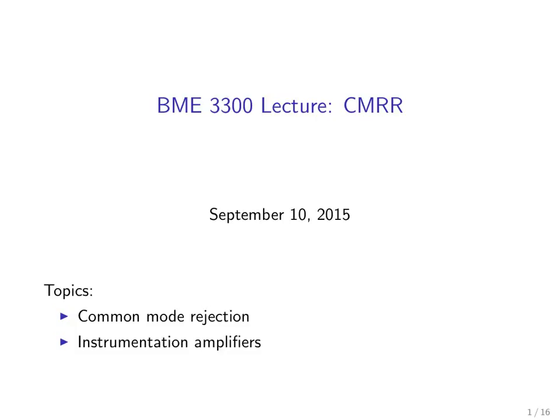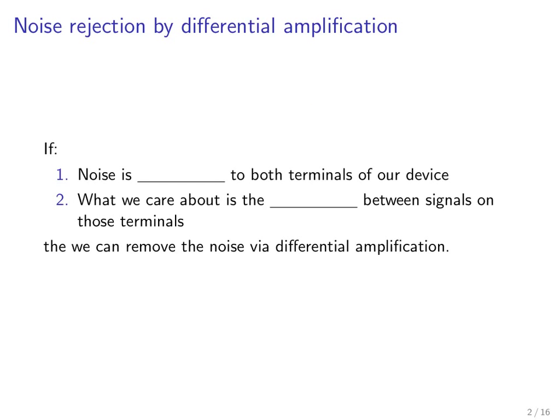In this BME 3300 lecture, we're going to be talking about common mode rejection ratio, which is a strategy to eliminate common mode noise by differential amplification. So let's set up some ground rules as to when we can use differential amplification to eliminate noise.